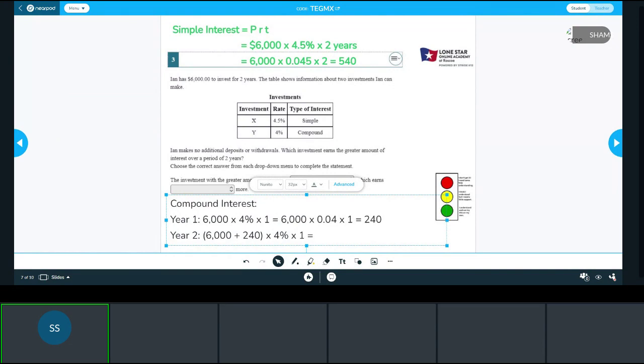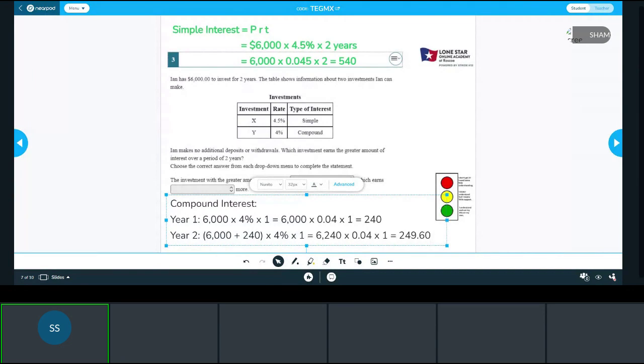So what does that mean? If I condense it, 6,000 plus 240, 6,240 times 4%. 4% is 0.04 times 1. When I calculated this, I got a compound interest in year 2 to be $249.60. Okay. So notice here carefully that in year 2, we are able to earn $9.60 more.